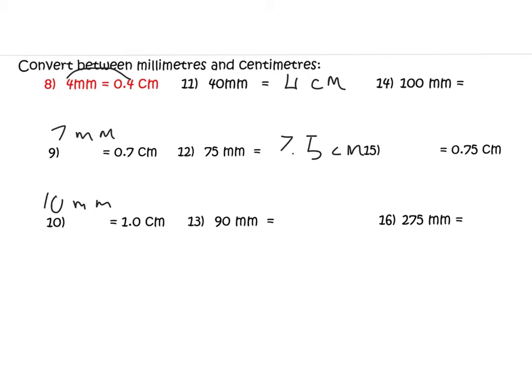Okay, so now at this point, I would like you to pause the video because I'd like you to do the rest of the examples in your jotters. Okay, good luck. So 90 millimeters is 9 centimeters. 100 millimeters is 10 centimeters.